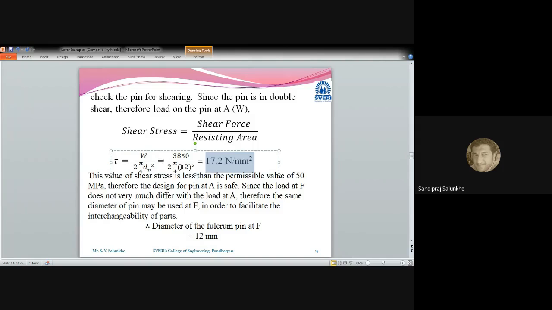So from this we can calculate the value of shear stress, because we are going to put the value of diameter of that pin as 12. So we got this shear stress value as 17.2 Newton per millimeter square, and the permissible shear stress value is given in the problem. How much is it? Can anybody tell me?